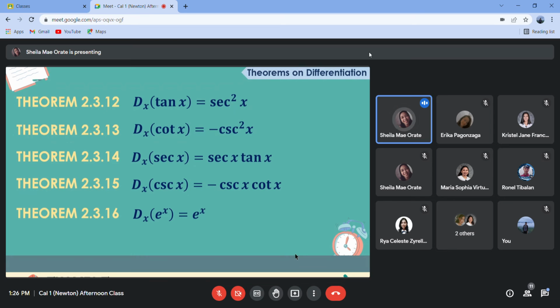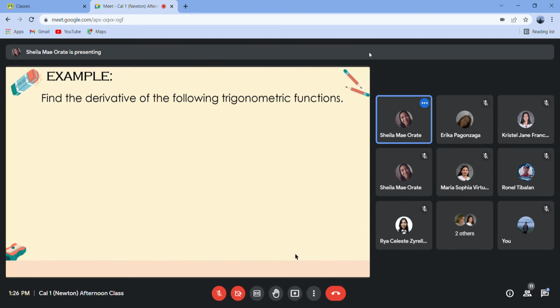So, we have here our first example. Find the derivative of the following trigonometric functions. Number 1, y is equal to 2 sine x. Okay, so we are going to find the derivative of 2 and the derivative of sine x. So what happens is this is 2 cosine x.